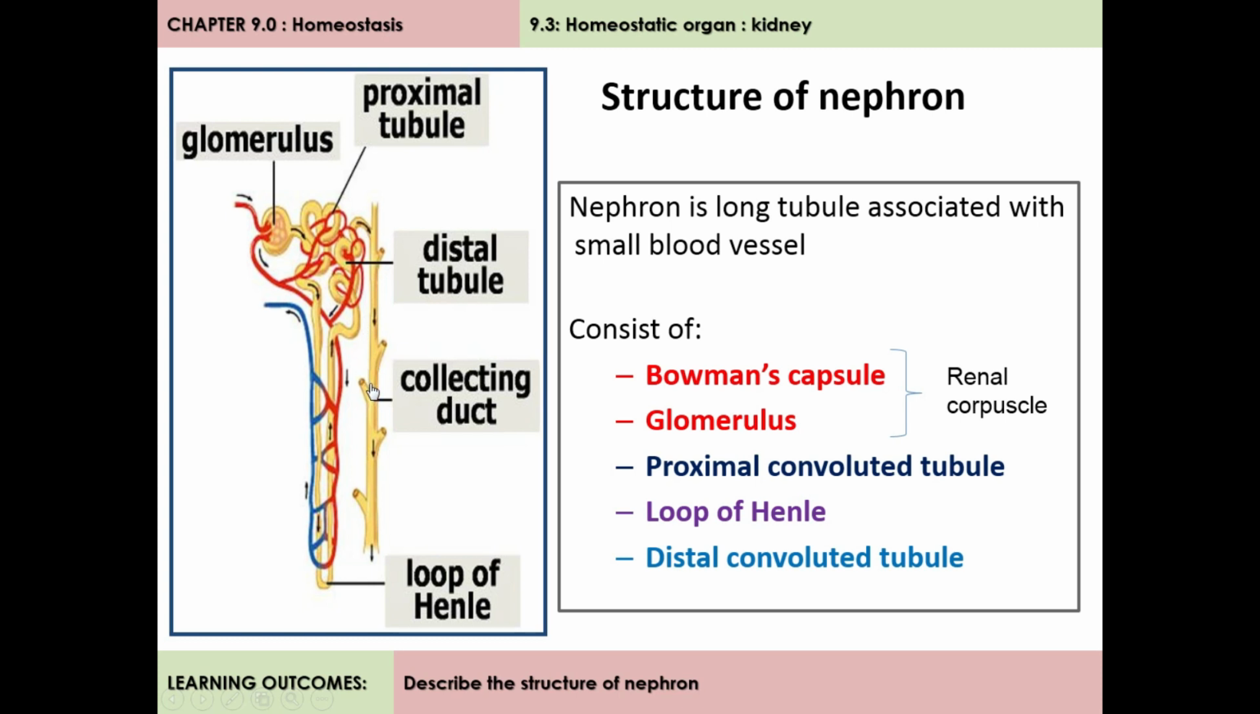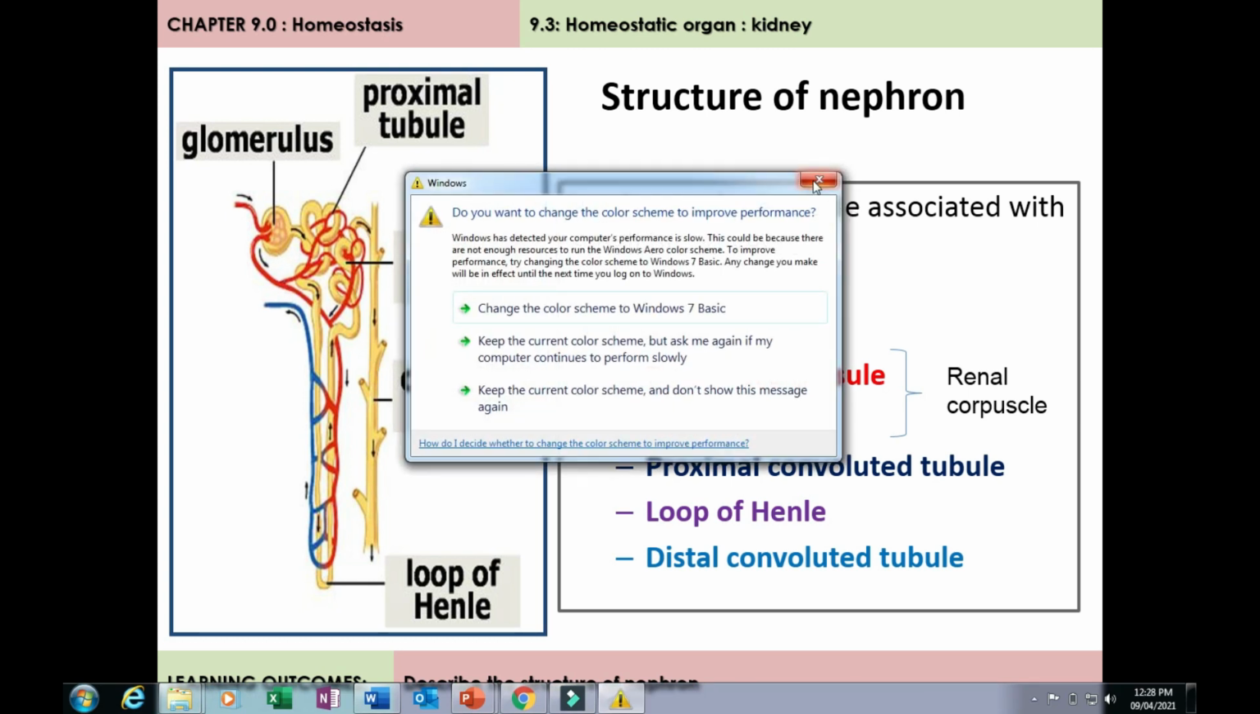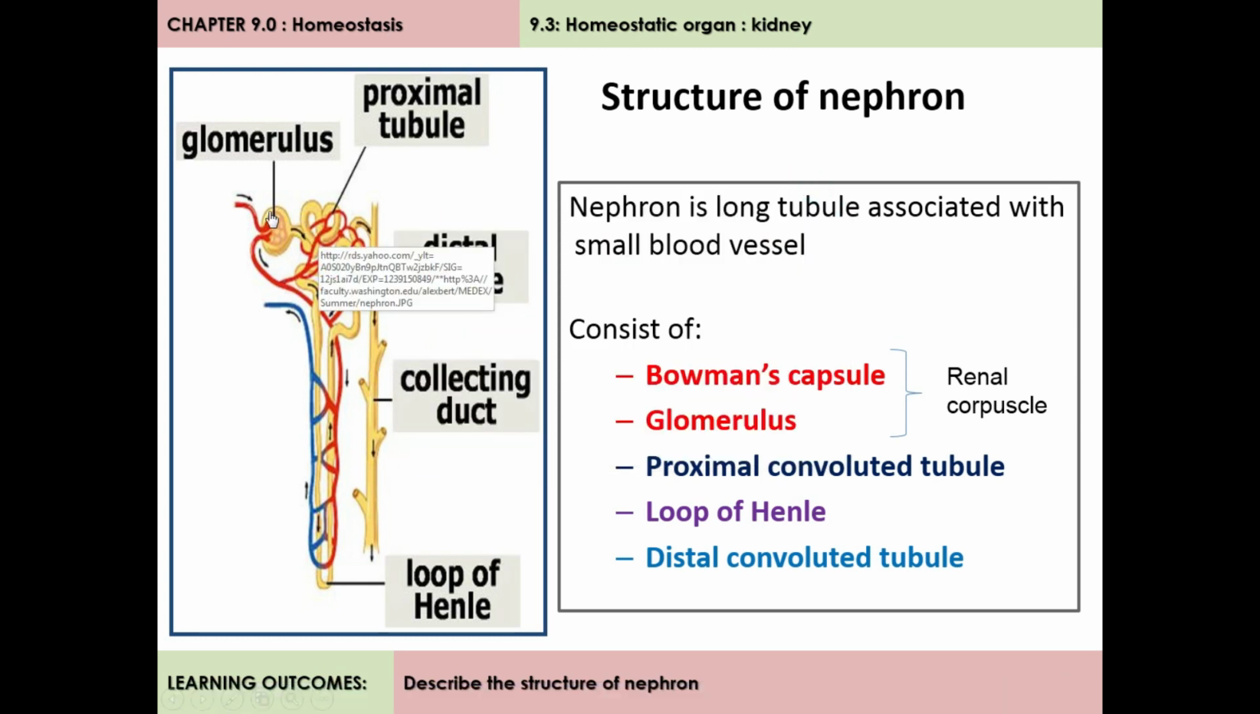I repeat again. Structure of the nephron. Here we have a Bowman capsule. Inside the Bowman capsule we have a glomerulus, then the proximal convoluted tubule, and the loop of Henle, which consists of a descending limb and an ascending limb. Then we have a distal convoluted tubule, and the last one is the collecting duct.